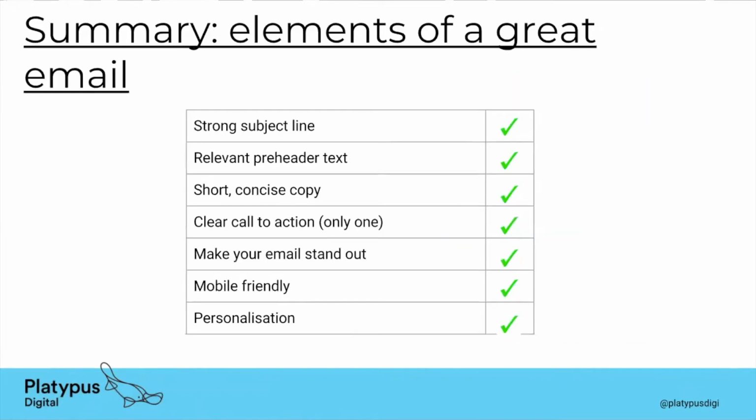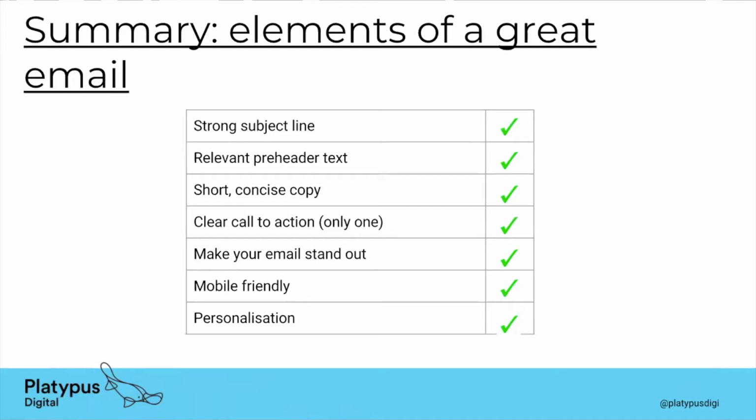So once again, the elements of a really great email: a strong subject line, really relevant pre-header text, using that first line to expand on the email subject line, short, concise copy that gets to the point really quickly, and a clear call to action, just one if you can limit it to that. Try to make your email stand out with really strong copy and really interesting visuals.